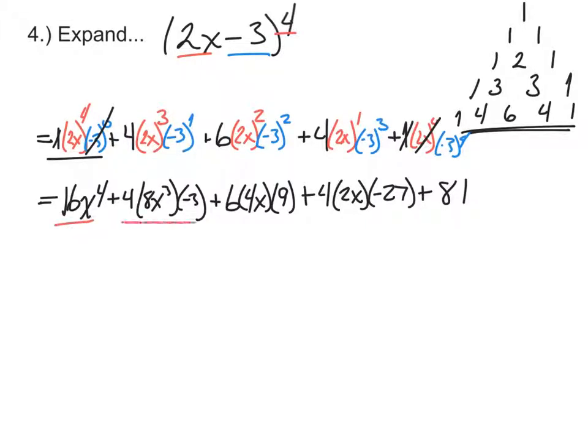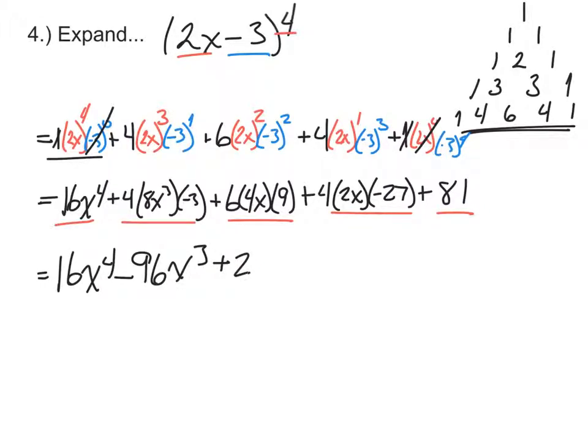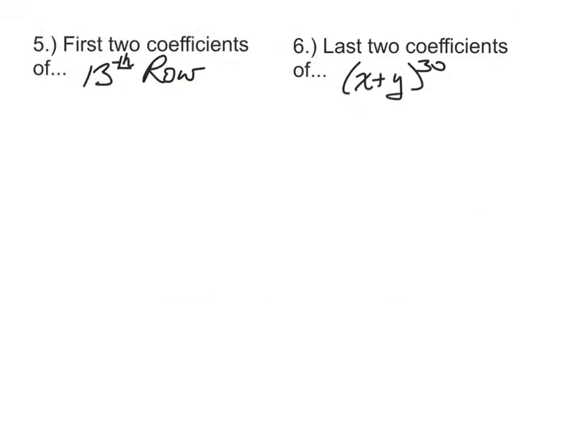Last step is just simplify. So simplifying each of these terms, multiplying the coefficients together where it's needed, we'll end up with 16x to the 4th minus 96x to the 3rd plus 216x squared. Looks like I forgot to put my squared there. And then minus 216x, and finally plus 81. And that's our expansion.